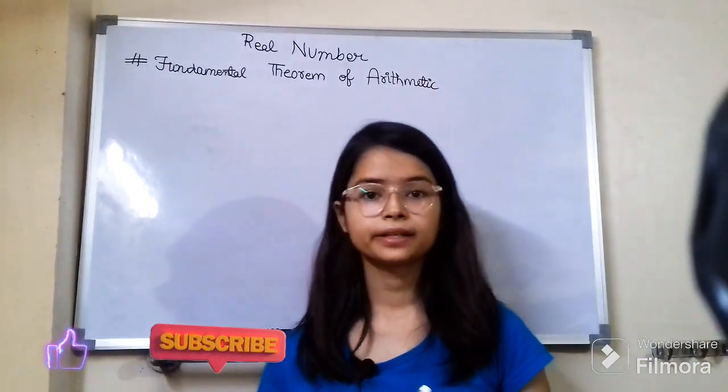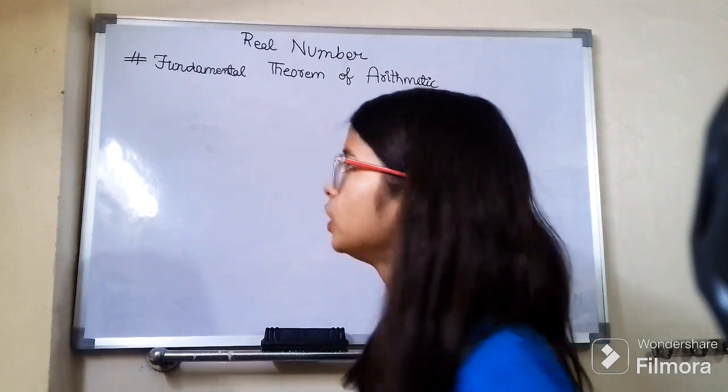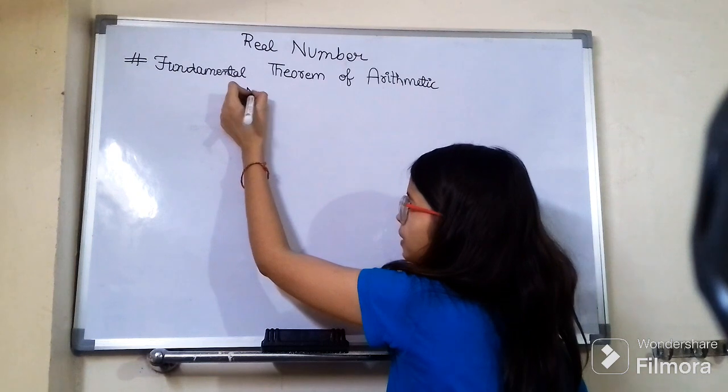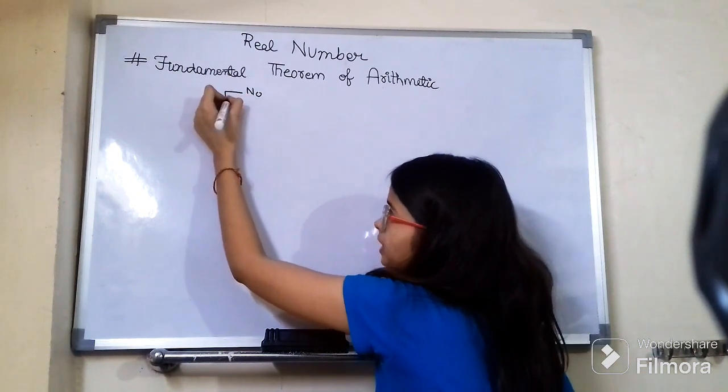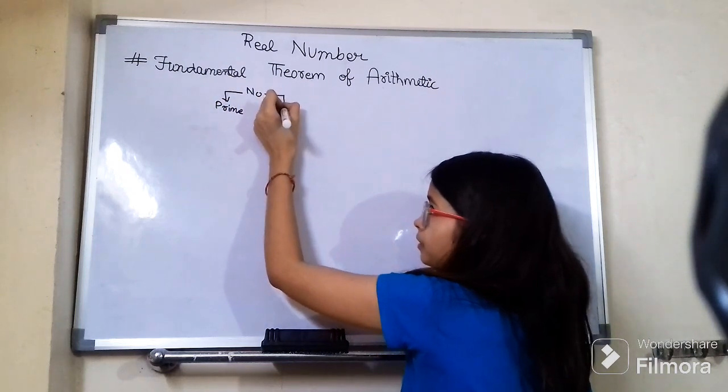Talk about the fundamental theorem of arithmetic. In this theorem, our scientist Gauss talked about prime numbers and composite numbers. So basically, in our number system, we have two different types of numbers, that is prime numbers and composite numbers.